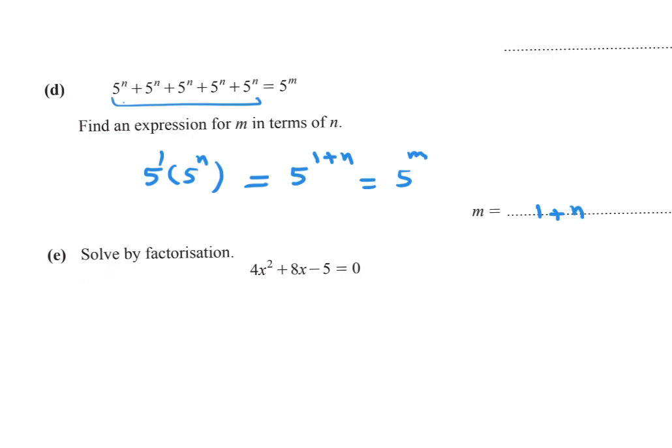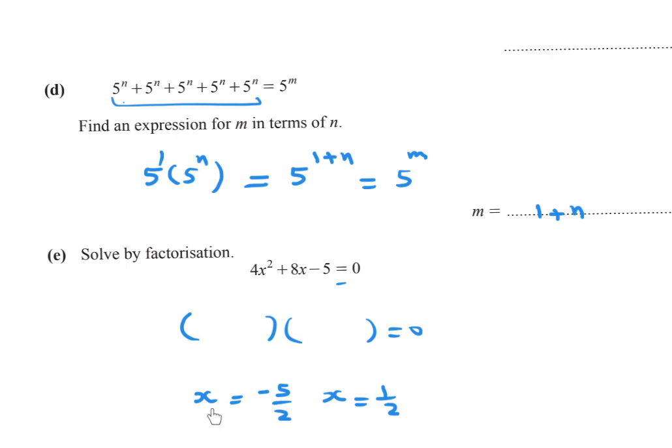For e, solve by factorization for x squared plus 8x minus 5 equals 0. Now factorize, we need to find the two brackets. You can use your calculator, mod 53, to find the values. You get x equals negative 5 over 2, and the other value 1 over 2. Now you can write the working.